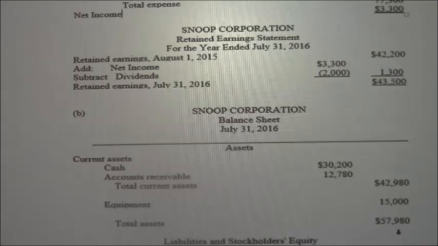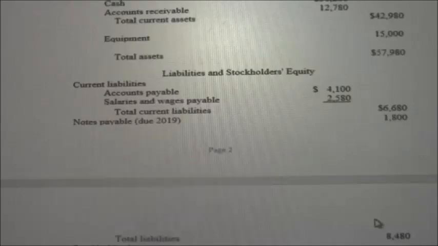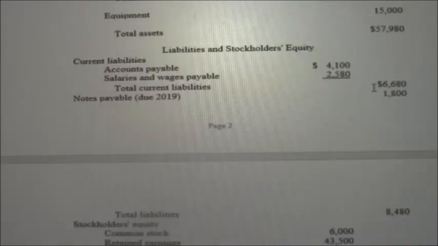So we're going to go down and get the liabilities from up top. The current liabilities, as you see, $4,100 is the accounts payable. And remember, we had salaries and wages payable at $2,580. We added those up to give us total current liabilities of $6,680. Then remember we had this non-current item, the long-term notes payable. We add that in with the current liabilities, which gives us total liabilities of $8,480. Y'all see that? That's your total current, and then that notes payable is considered non-current or long-term.